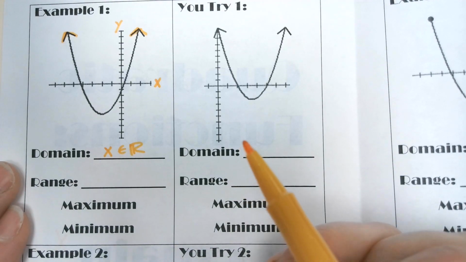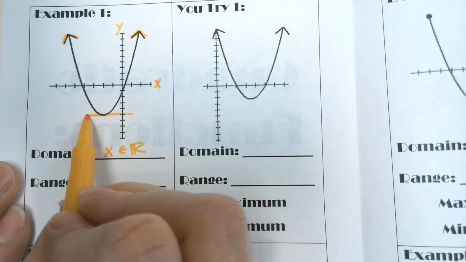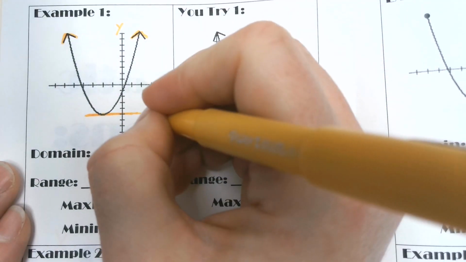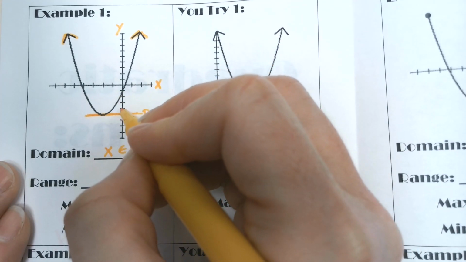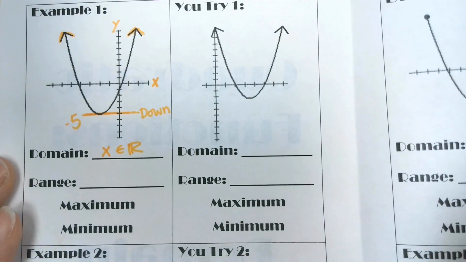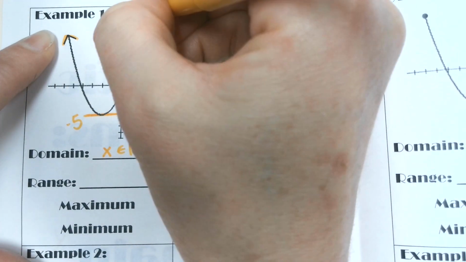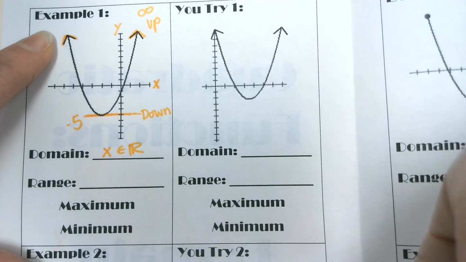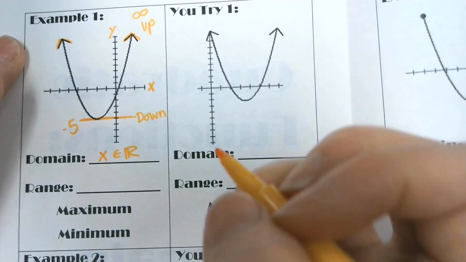And then your range is looking at how far down to how far up. So how far down does it go? 1, 2, 3, 4, 5. -5 to up infinity, right? So if we want to write it out, we did this a while back. We did like -5 is less than or equal to y is less than infinity.